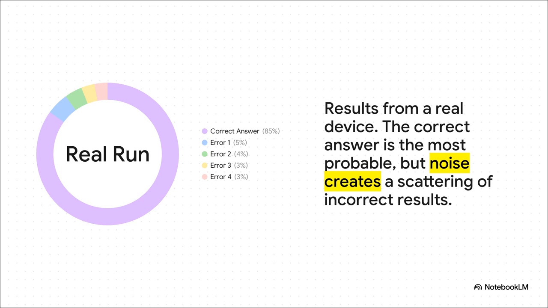And this means the results you get back from a real device look totally different from a perfect simulation. Instead of getting one clean answer 100% of the time, you get a probability distribution. Hopefully, the biggest slice of the pie is the right answer, but you're always going to see this scattering of incorrect results that were caused by all that noise.